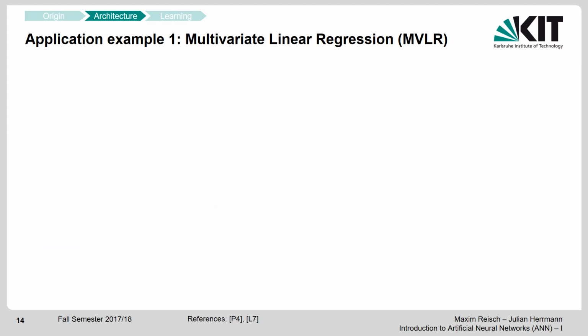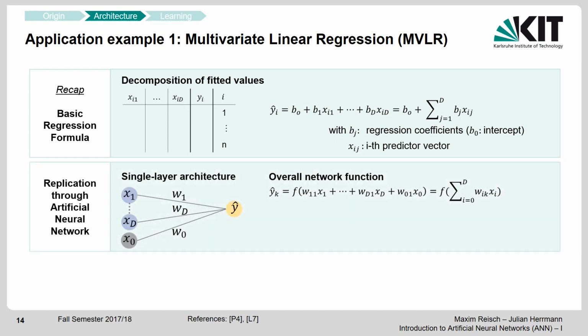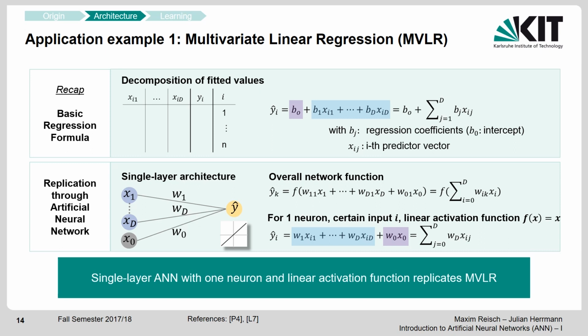But how does this help us in any way? The following example of a multivariate linear regression will exemplify what such a small network can already be used for. Let's take the basic formula with typical regression coefficients b, including b0 as intercept. This can easily be replicated by a simple single-layer network. We only need to apply a linear activation function, resulting for a certain input and a certain neuron in the following simplified formula. And when we compare the components of both formulas, we can see they match.